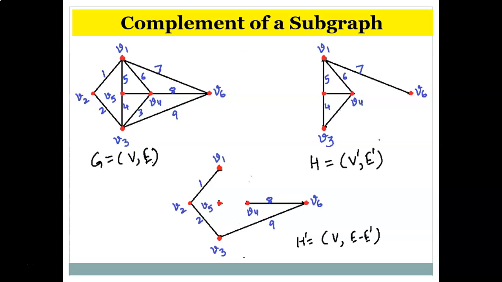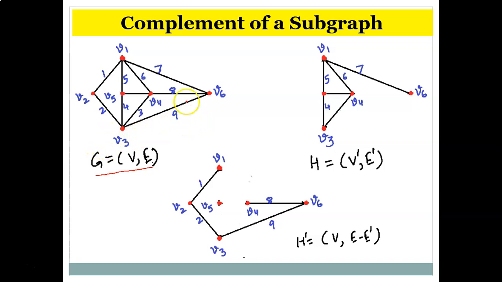Before giving the definition of the complement of a subgraph, with this example I demonstrate what the meaning of it is. You visualize it and then you can easily write the definition. You can see this is a graph G whose vertex set is V and the edge set is E. Obviously here V1, V2, V3, V4, V5 and V6. This graph has 6 vertices and 1, 2, 3, 4, 5, 6, 7, 8 and 9 edges.